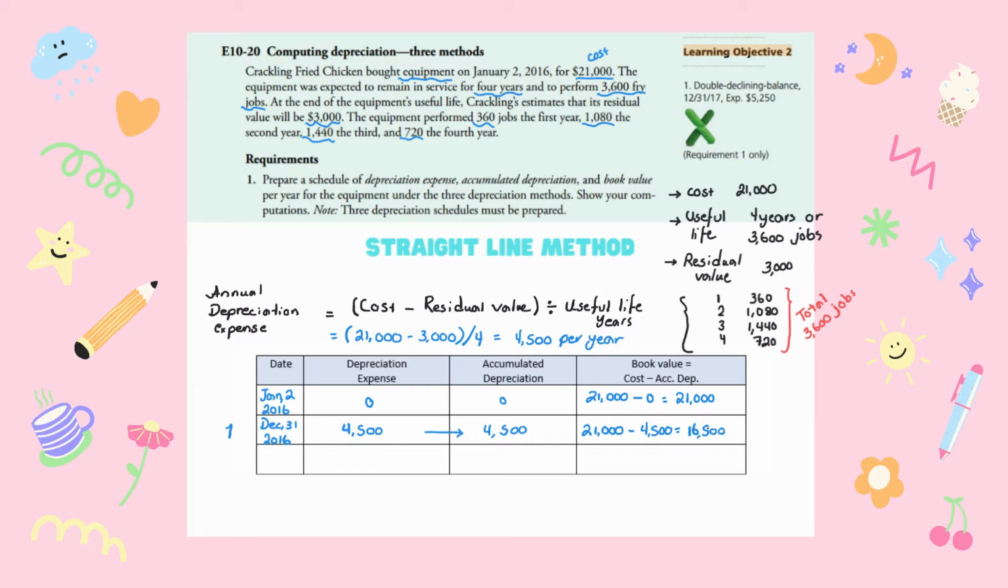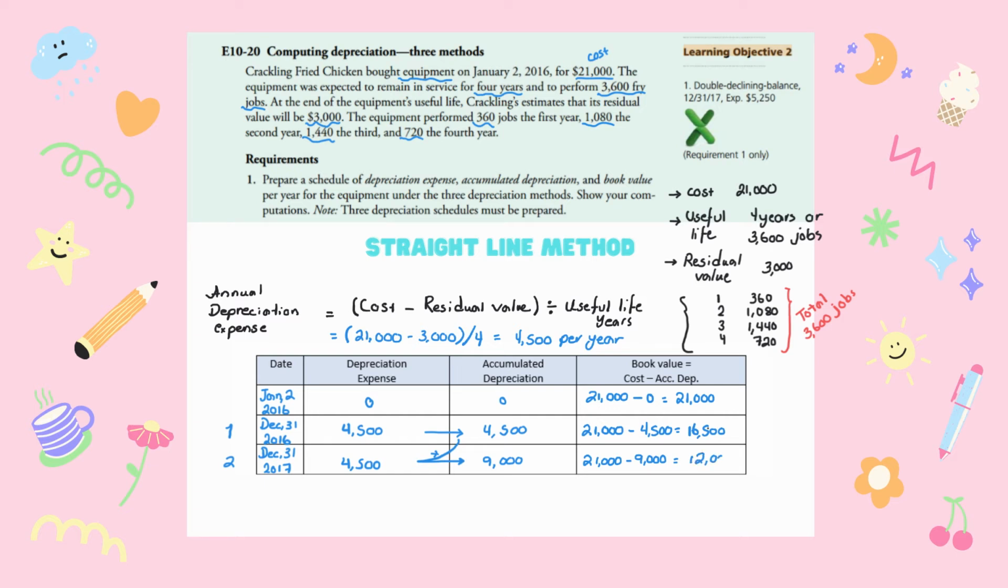So the book value will be 16,500. Now at the end of the second year, on December 31st, 2017. The depreciation will be what? Will be the same because it's straight line method. It's constant. So it's 4,500. Now the accumulated depreciation will increase because 4,500 plus again 4,500 is gonna be 9,000. It keeps accumulating. So cost 21,000 less accumulated 9,000. So it's gonna be 12,000.